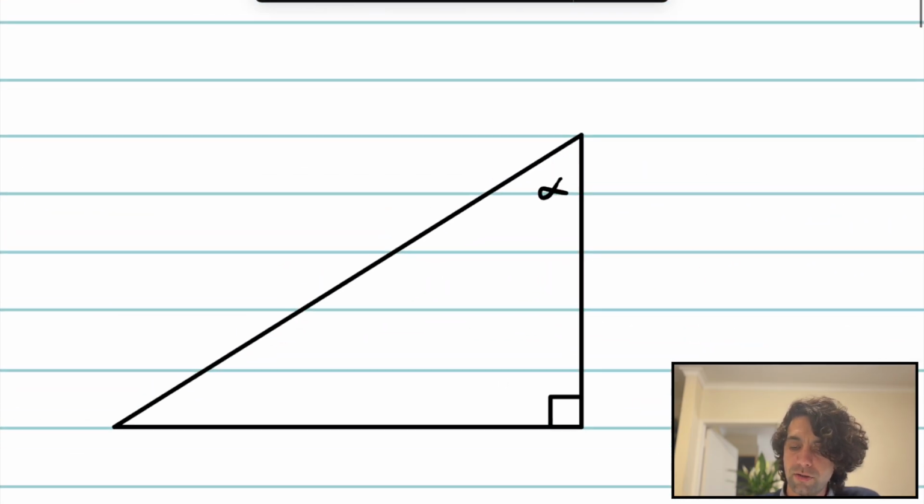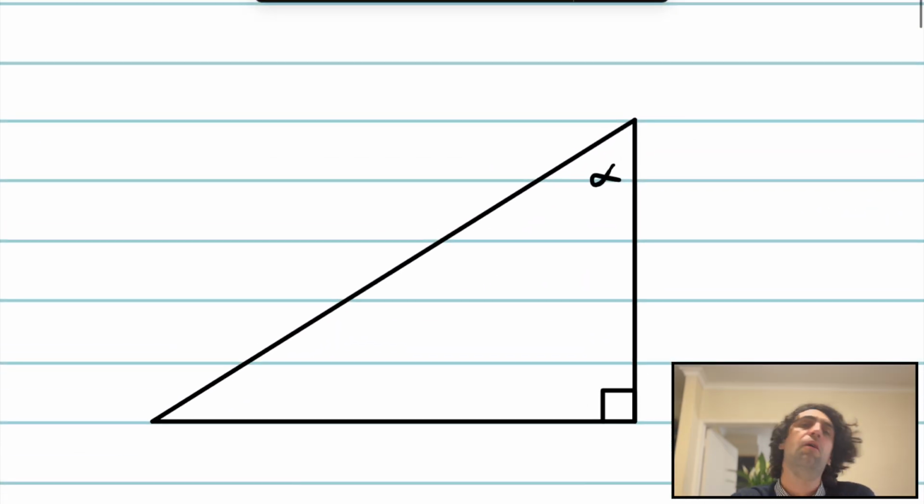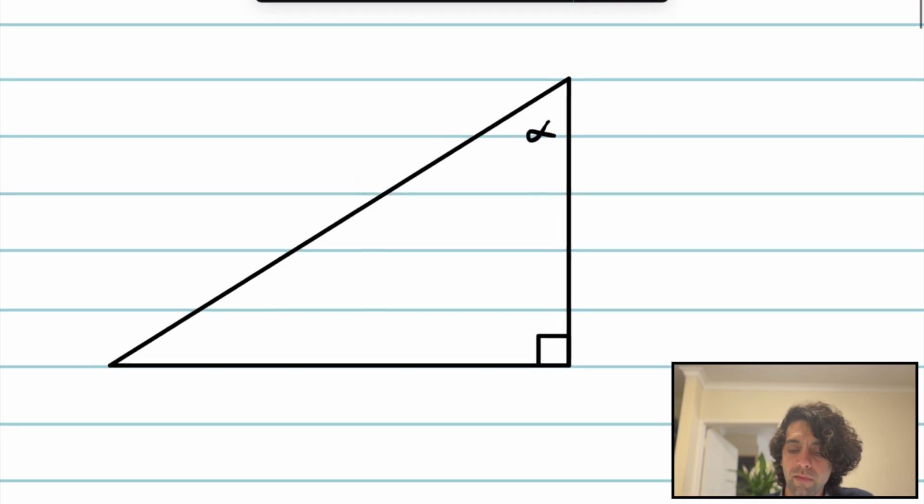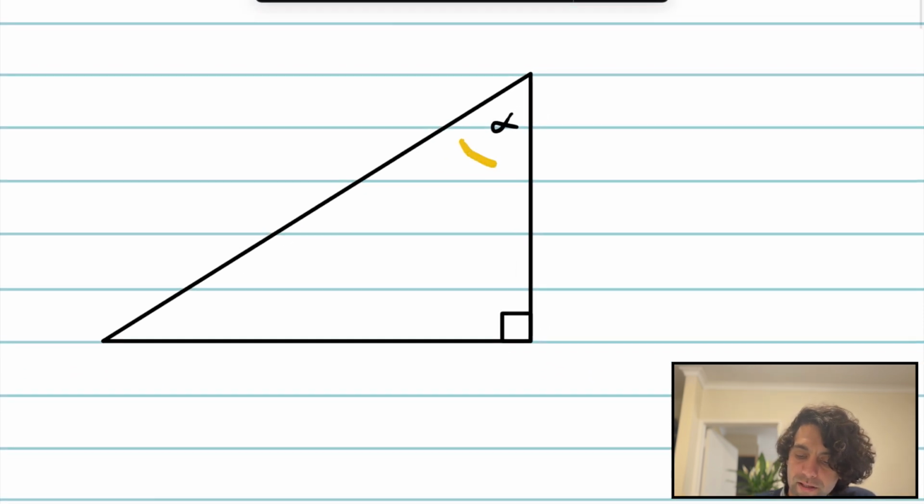All right, let's go to the next triangle, because there are always two places we can put angles that do not include our right angle. So this is now my reference angle, and we're going to start off with our hypotenuse.